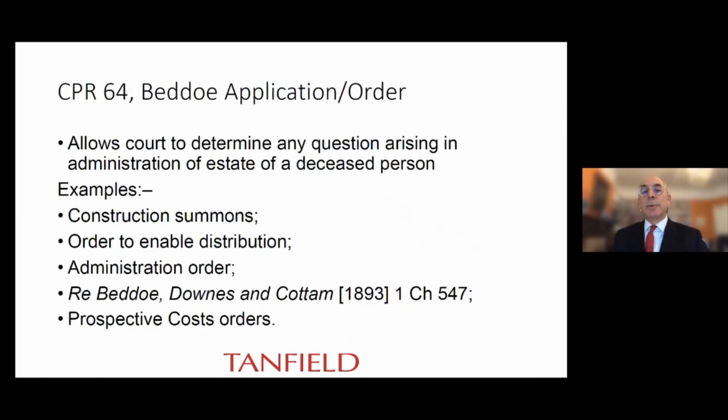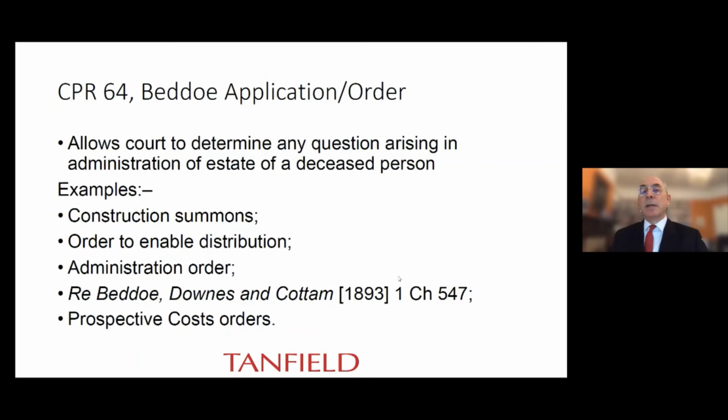Part 64.2(a) deals with the determination by the court of any question arising in the administration of the estate of a deceased person. Common examples where this procedure is used include construction summonses, where a party asks the court to determine the meaning of a clause in a will or who are the individuals falling within a class of persons mentioned in a will, or cases where a personal representative needs an order from the court to allow the personal representative to distribute an estate in a particular way.